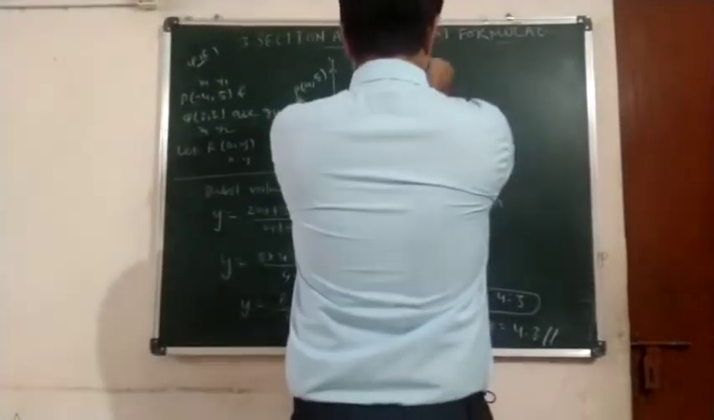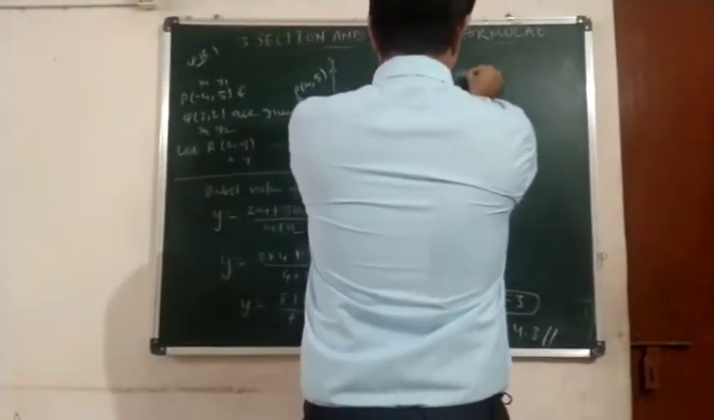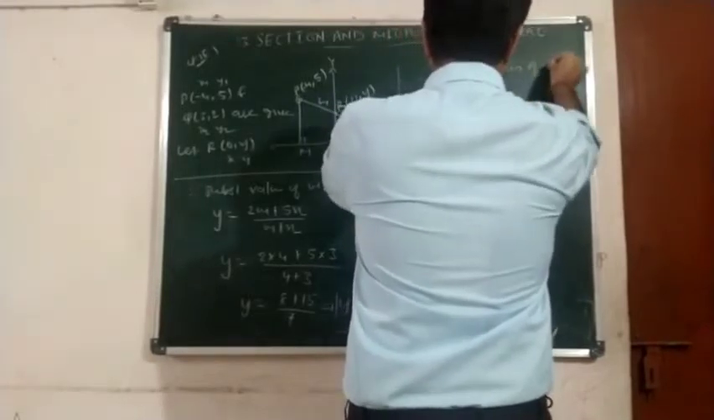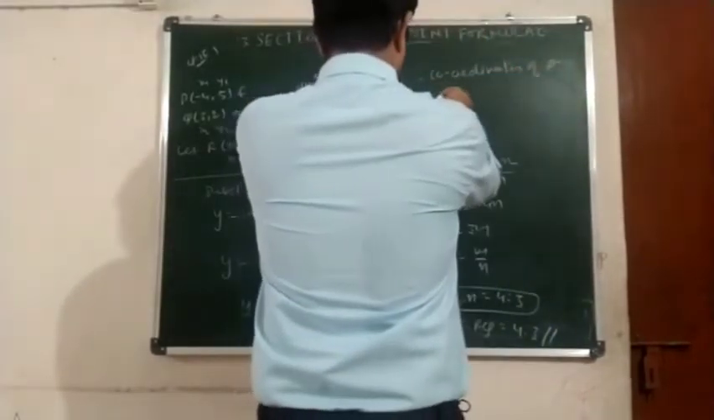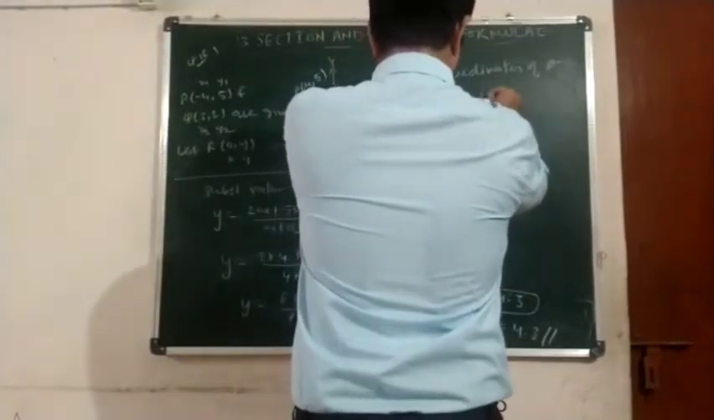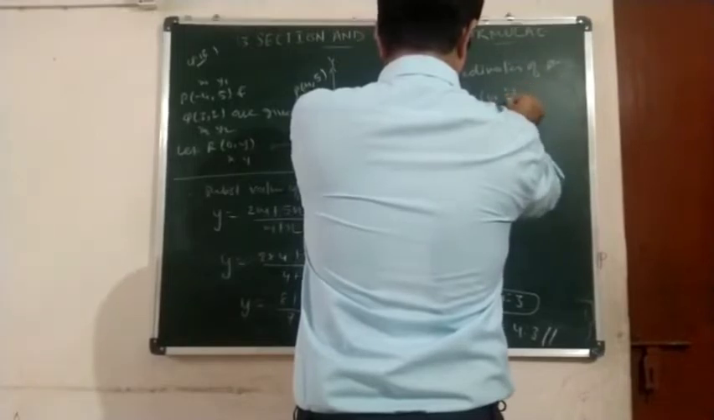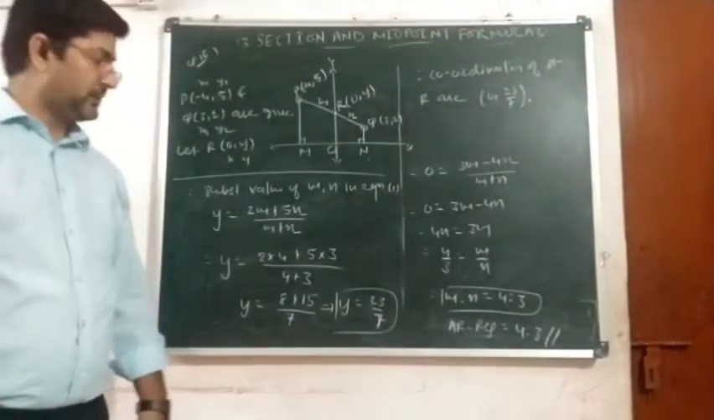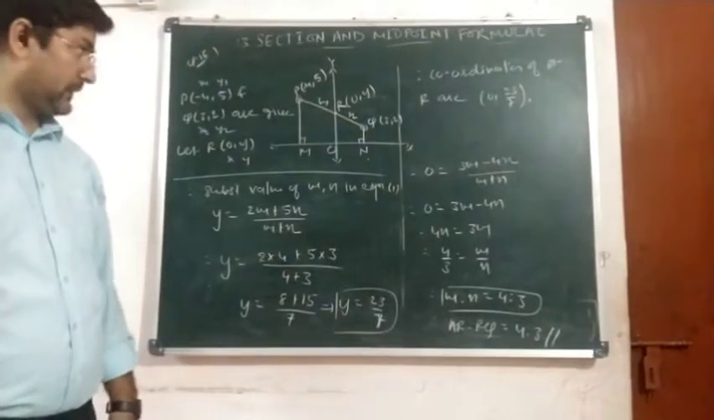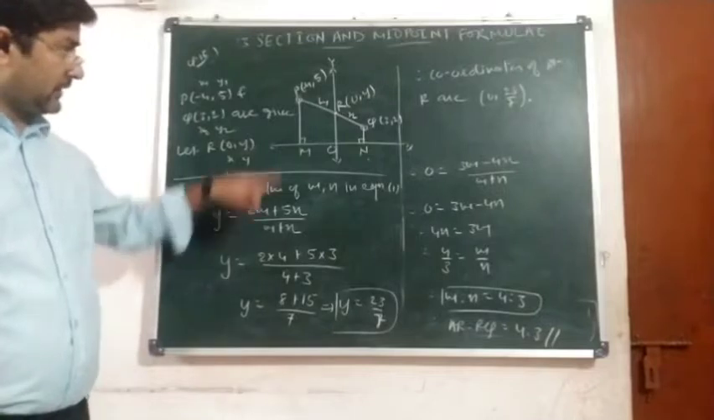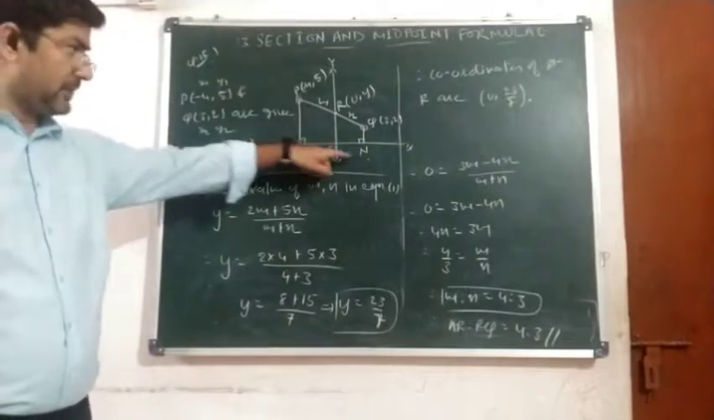And therefore the coordinates of point R are 0, 23 upon 7. This is the second answer, answer number 2. Okay, now we have to find the area of quadrilateral PMNQ.